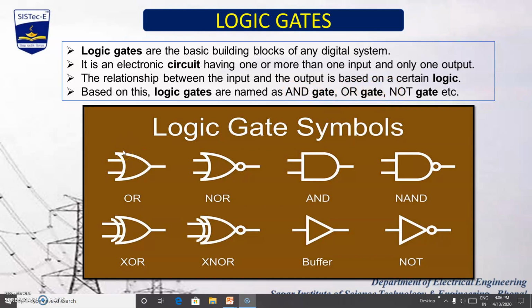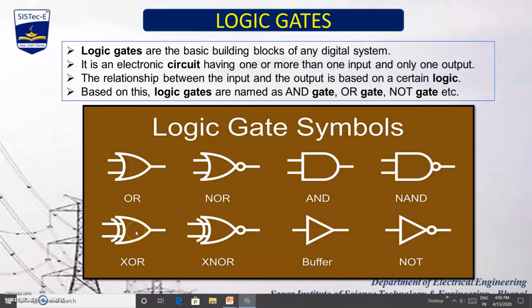Let's understand with their symbolic representation. This is the symbol of OR gate, this is the symbol of NOR gate. The basic difference between OR gate and NOR gate is that NOR gate is a combination of OR gate plus NOT gate. Similarly, this is called AND gate and this is called NAND gate. The similar difference applies between the AND and NAND gate. NAND gate is just the inverse. Its output is just the inverse of the AND gate, meaning NAND gate is a combination of AND gate plus NOT gate.